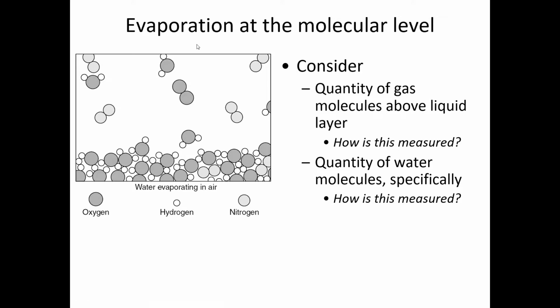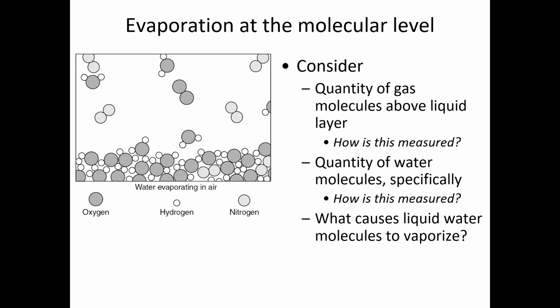That's just one way of doing it. The other way, specifically if we wanted to focus on the amount of water molecules, the other way to measure how much water is in the air is the relative humidity, which is just a fraction of the amount of dissolved water molecules as a gas compared to the saturation quantity of liquid that could be evaporating based on the temperature of the air. So what causes the liquid molecules to vaporize is broadly two things.